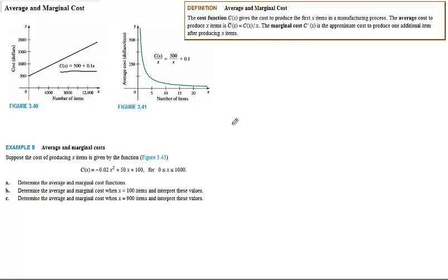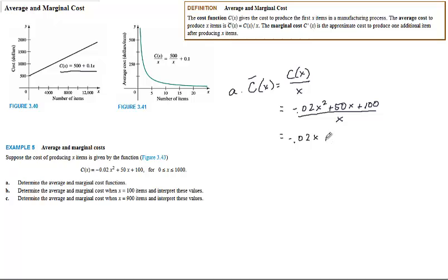In the first question, they have asked me to find the average and the marginal cost functions. So let's do our A part here. We want the average cost. So I'm going to take my C function, or my cost function, and divide it by however many units I produce. So for this particular case, we have negative 0.02x squared plus 50x plus 100. Each one of these gets divided by x, and writing them out one at a time, I get that. That's the average cost.